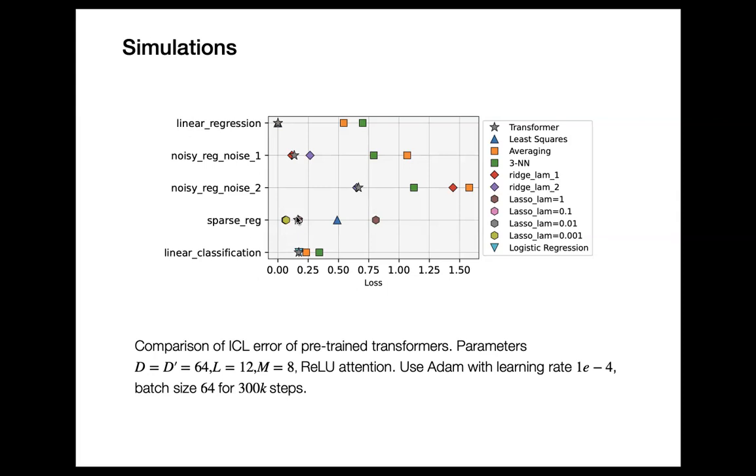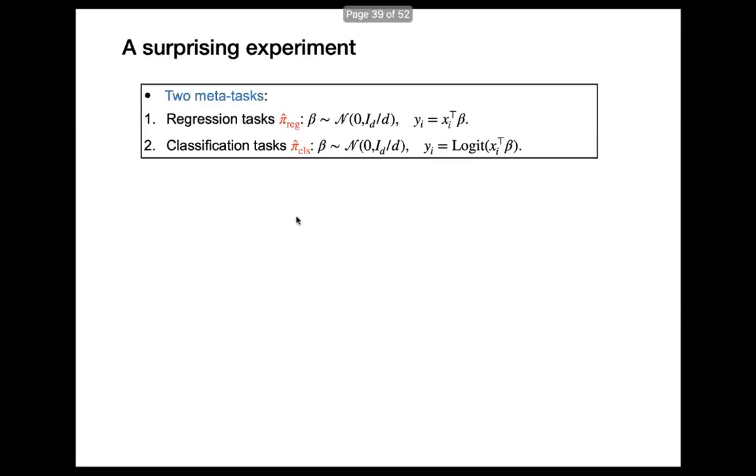So I think this is already surprising, but I will show you some more surprising experiments. Here is a surprising experiment that I will describe. Let's suppose we have 2 meta tasks. One is a regression task, the other is a classification task. In the regression task, beta is drawn from normal(0, identity), and y is a linear function of x. In the classification task, beta is normal(0, identity), and y is a logistic function of x and beta.